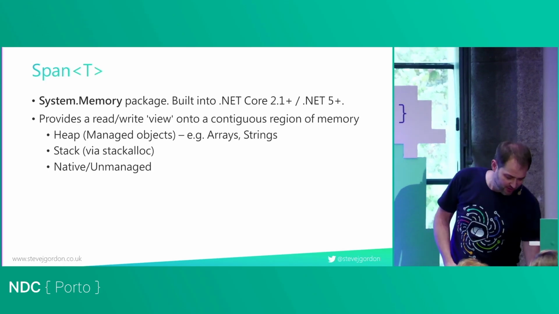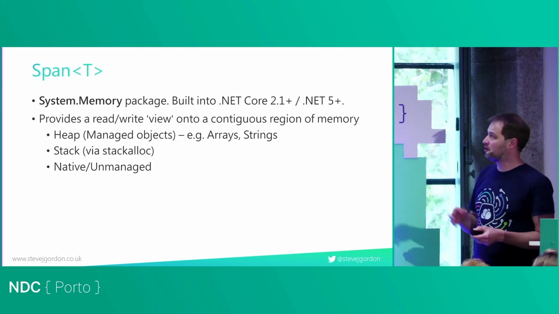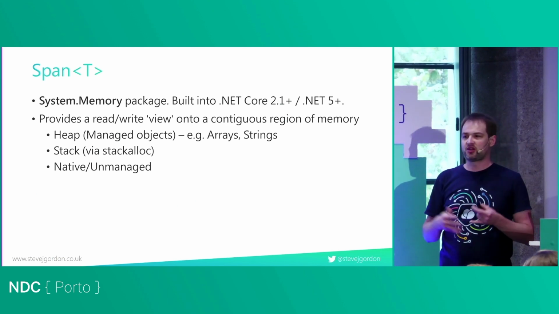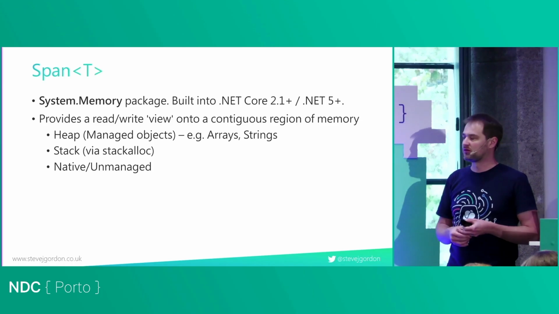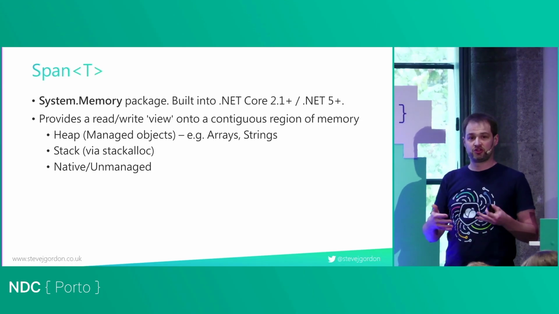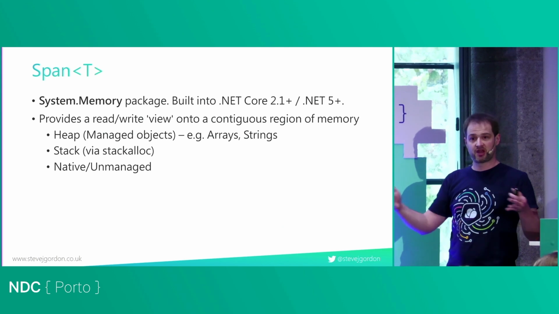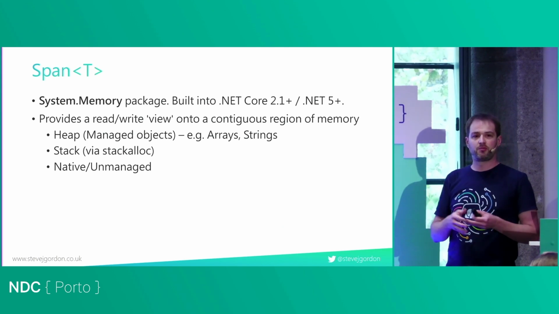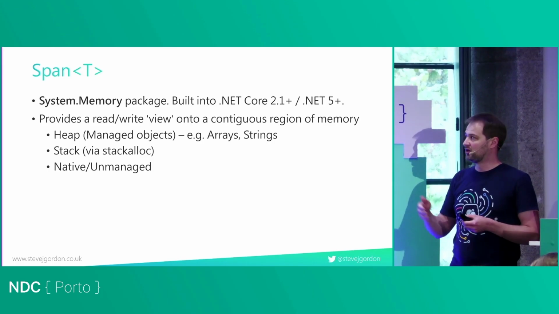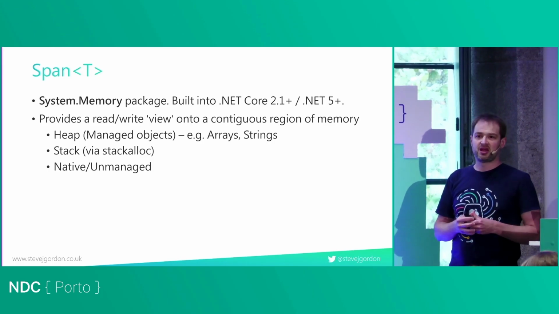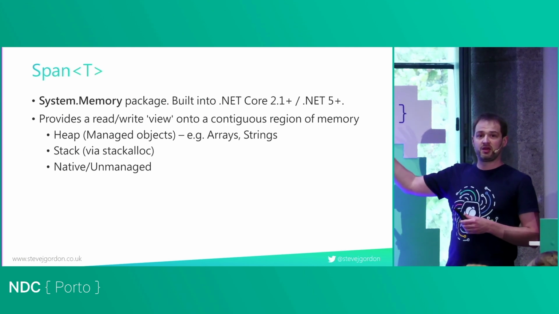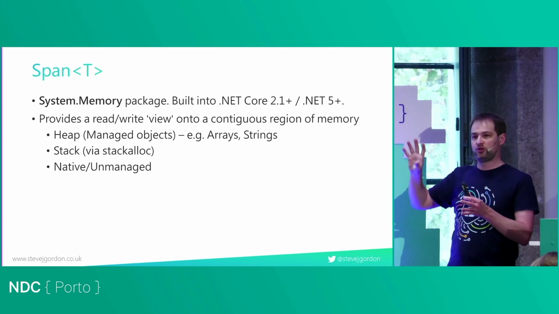At its heart, what it does is provide a read-write view over some contiguous region of memory. The nice thing about Span<T> is it's kind of agnostic to what that memory is. So we can use this over traditional heap allocated memory, so things like strings or arrays, which are contiguous blocks of memory off the heap. But we can also use it to reference memory that's allocated directly on the stack, and even native and unmanaged memory if you're working in those types of environments. But we work with this one type that's both type safe and memory safe in all of those scenarios.